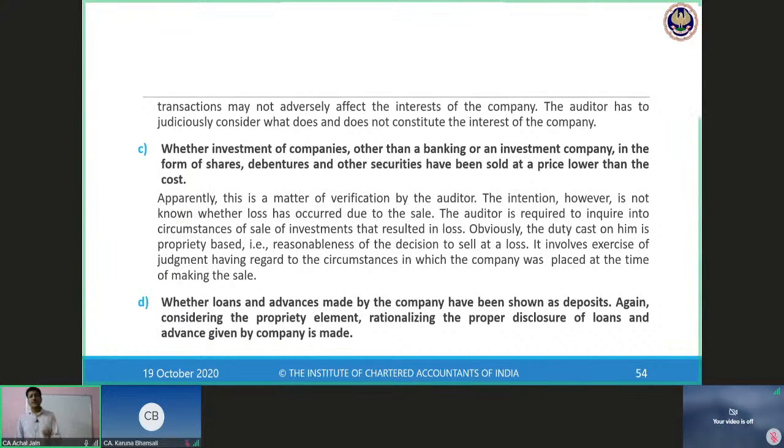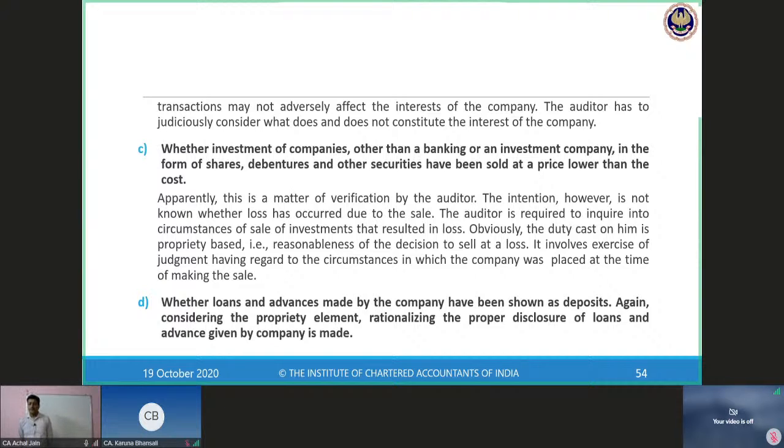Whether that was reasonable. There could also have been a situation wherein the entity could have kept the investments for some more time and then sold them. So what was the urgency to sell them at a loss? Or maybe if these were required to be sold, then only 15 days back these could have been sold at a profit. So why were those not sold at a profit? It involves exercise of judgment having regard to the circumstances in which the company was placed at the time of making the sale.